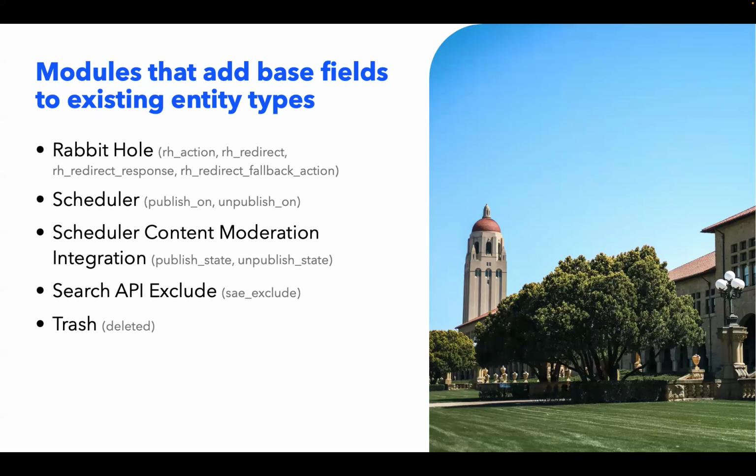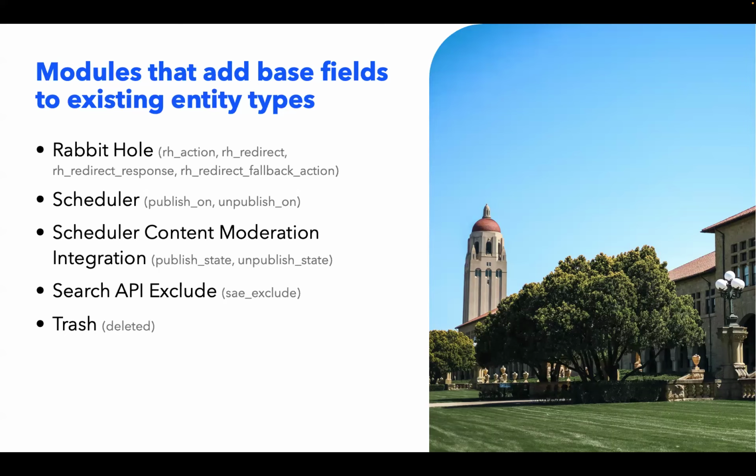There are some modules that add base fields to existing entity types. So modules that provide functionality that extends nodes, for instance, or users or taxonomy terms. If you've used Rabbit Hole, you may have seen that it actually adds 4 base fields: RH action, RH redirect, and the other 2 that are shown there. So if you look in your database, you will see those fields, and now you know how they're getting added and what they're used for.